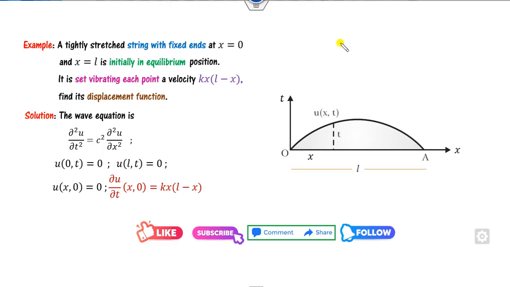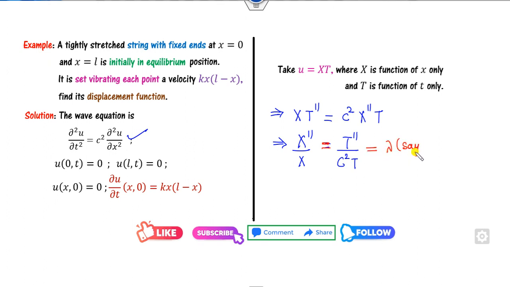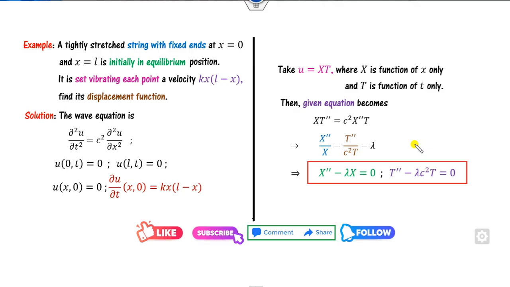Now once you know this is the equation, we can start with u equal to X into T. I can substitute this value in the equation, and you will get X T double dash equals c square X double dash T. I can take X on one side and T double dash over c square T on the other side. Now both sides are equal, one is a function of x and the second is a function of t, so I can say lambda, and lambda must be a constant. Now you have derived these equations.